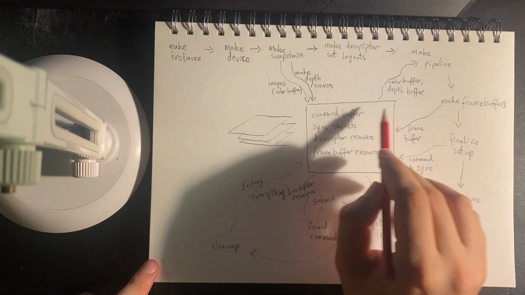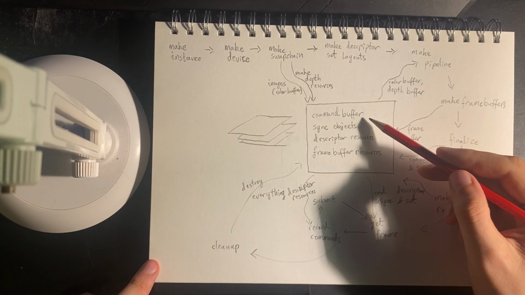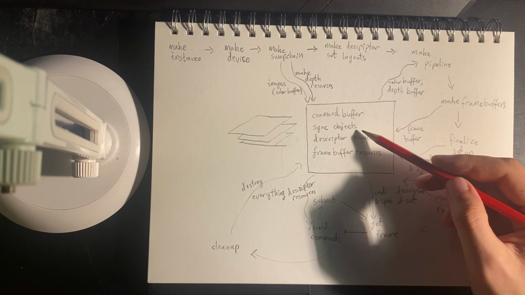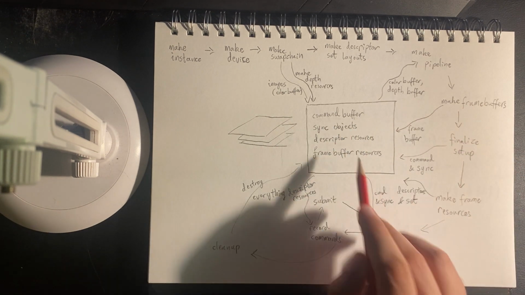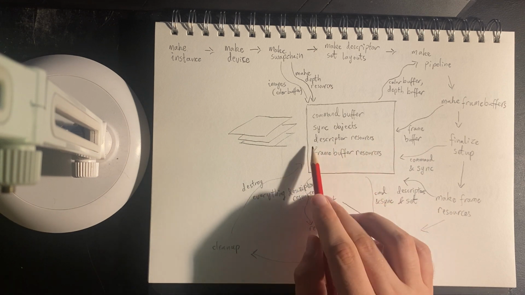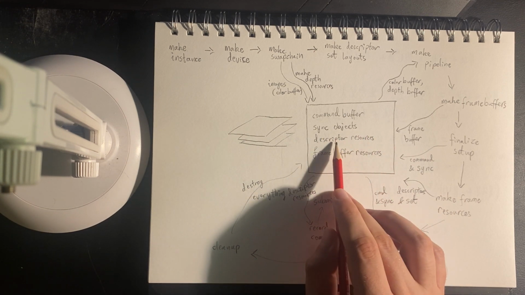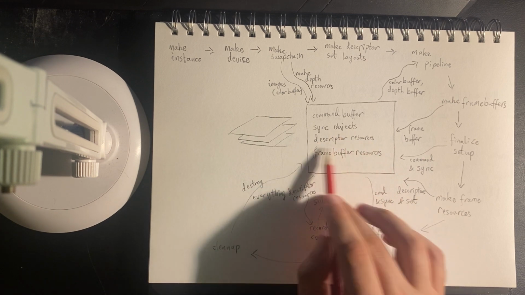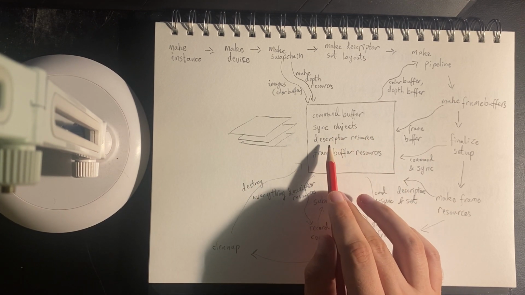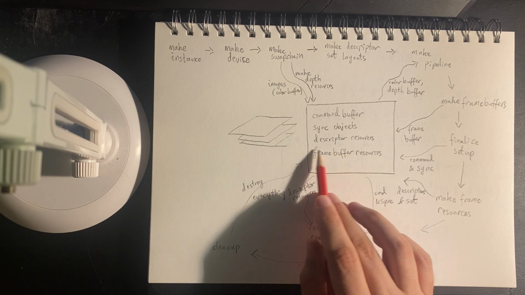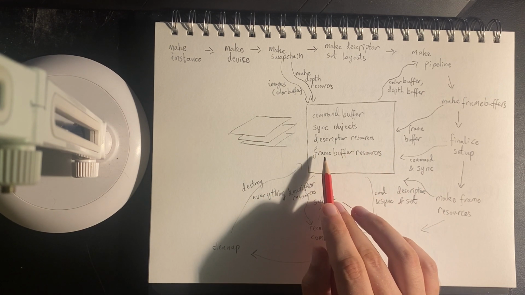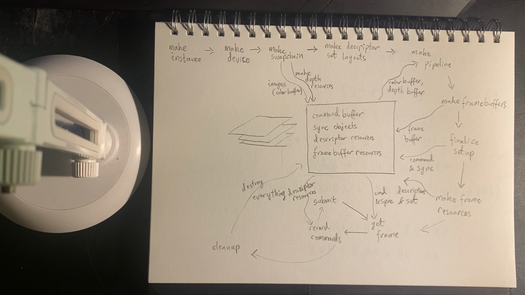This is a representation of a frame, and it will have a bunch of resources. It will have a command buffer, some synchronization objects, some descriptor resources, that's describing the uniform buffer object, so the data of the camera, as well as all the model matrices for all the objects in our scene. And then we're also going to have some frame buffer resources. Those are the color buffer, that is the swap chain image, and the depth buffer. For the depth buffer, we're going to make a simple image and just store it in the frame.